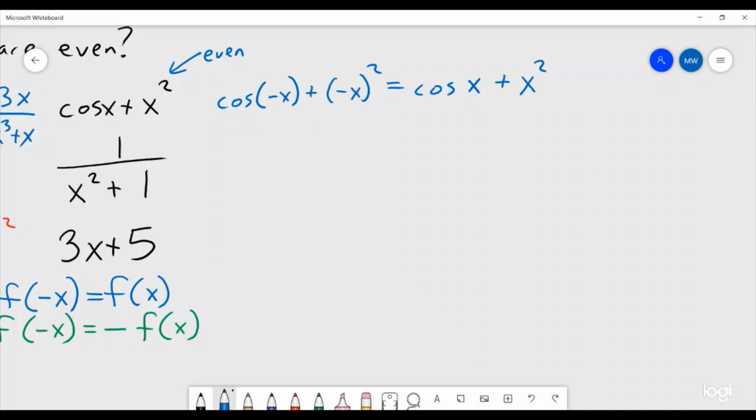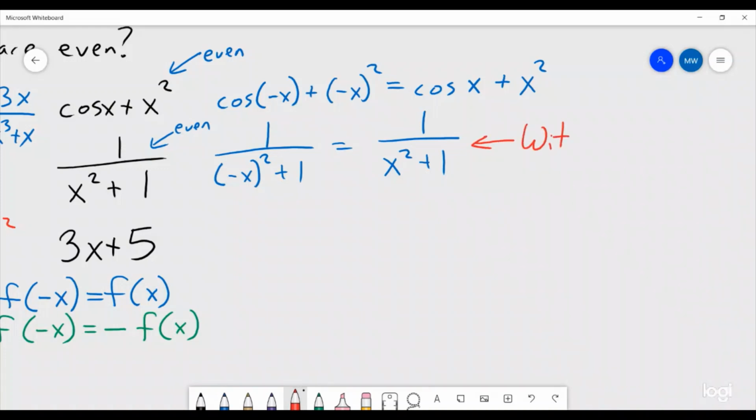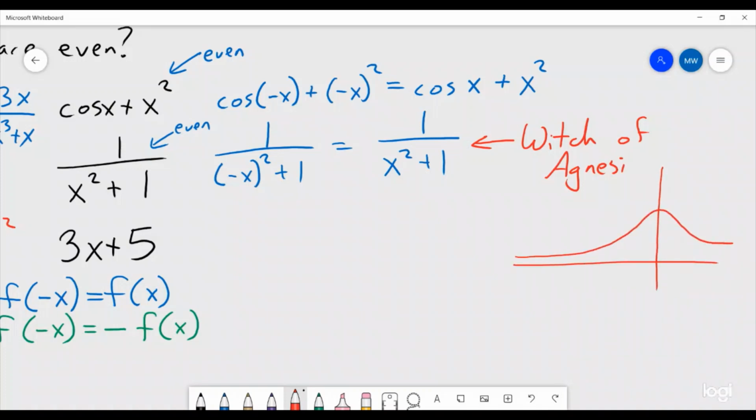How about 1 over x squared plus 1? Well, replace all the x's with negative x, and this is 1 over x squared plus 1. So this one is also even. Now, this curve has a funny name. This is what's often referred to as the witch of Agnesi. No idea why it's called that, apart from maybe the graph of it kind of looks like a witch hat, but I don't think that particularly looks like a witch hat. Regardless, it has that fun little name, but this is an even function.